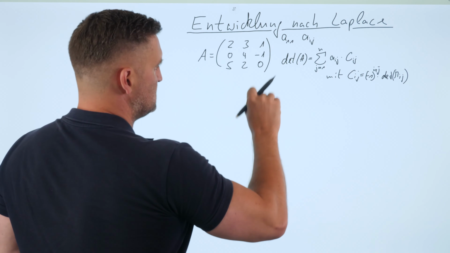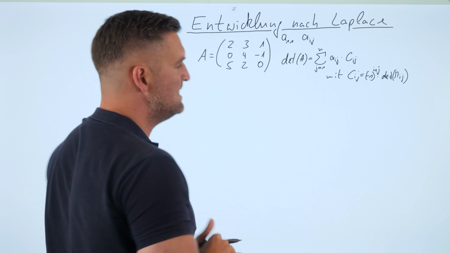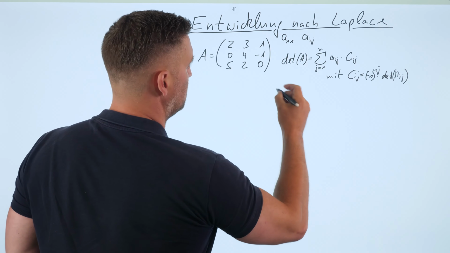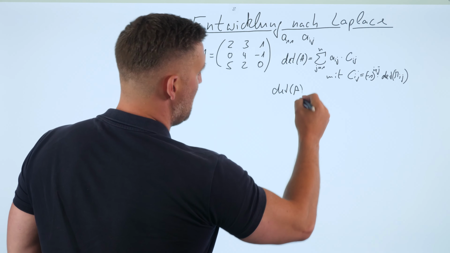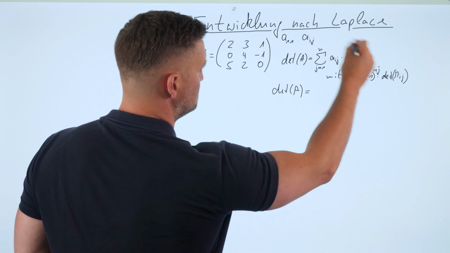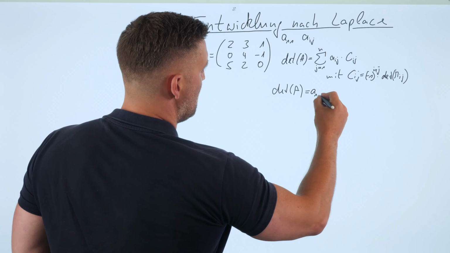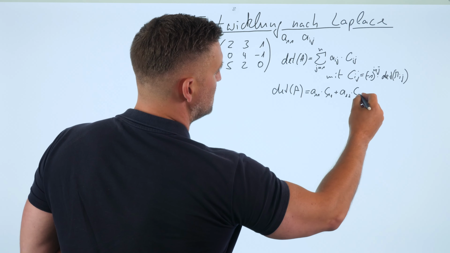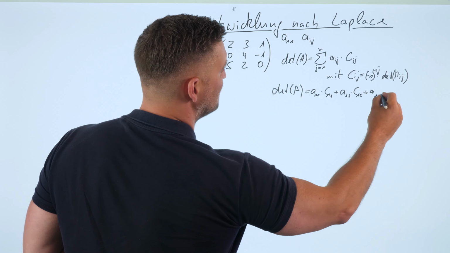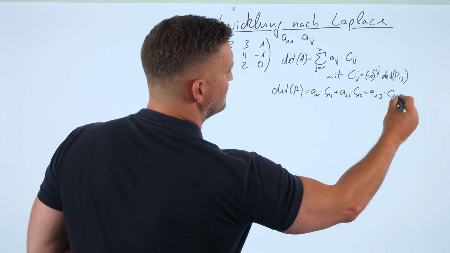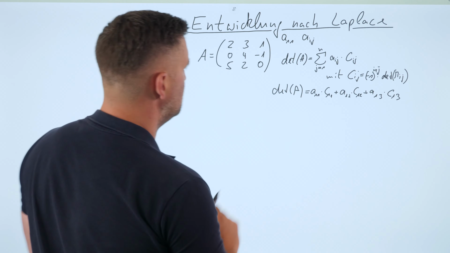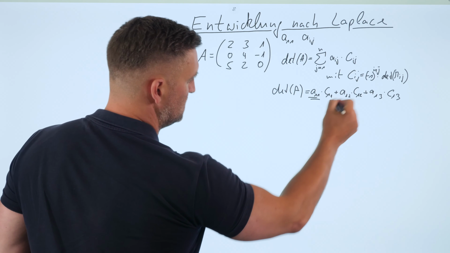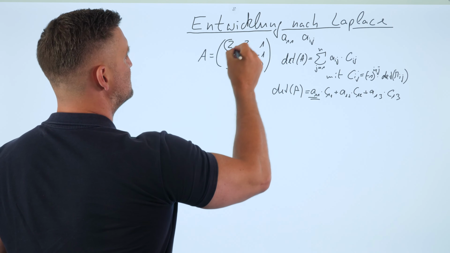So now we are supposed to determine the determinant here. We expand along the first row, and then the determinant of A is equal to the sum of a1,1 times c1,1 plus a1,2 times c1,2 plus a1,3 times c1,3. So how do we get there now? Here we have a1,1, and this is just an example for the first term.